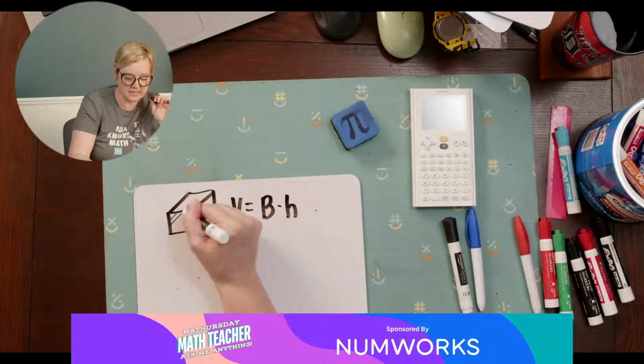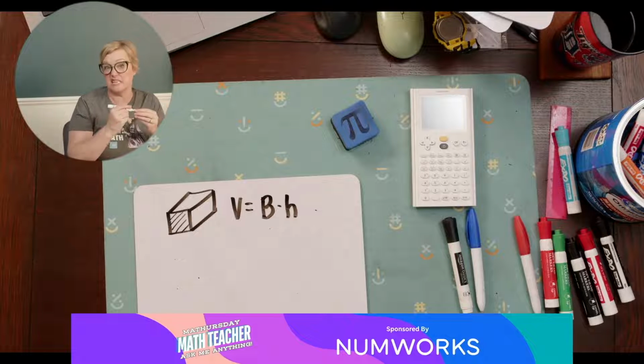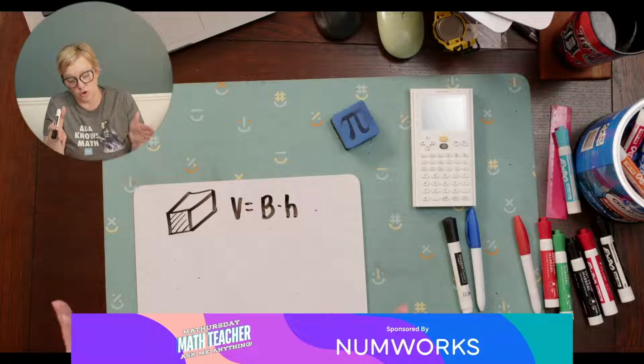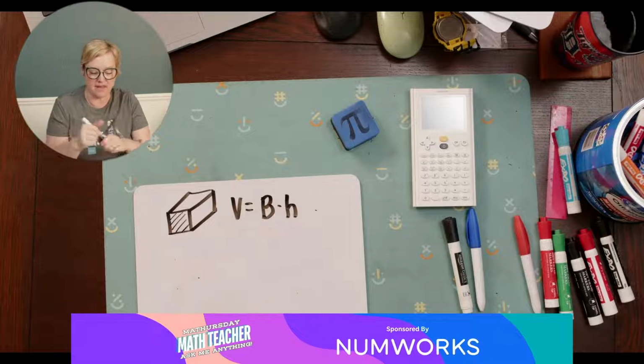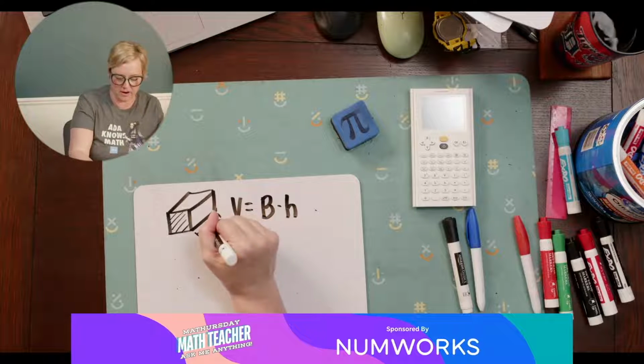So whatever side you consider to be the base, maybe it's the end, right? If it's a cylinder, obviously the base is the circle. You would find the area of that and then multiply it by the height or the depth or however you want to think about it, right?